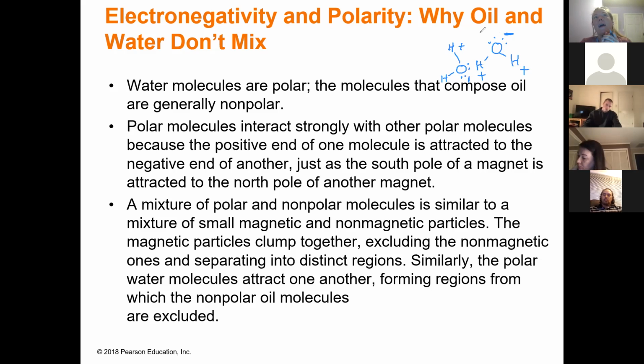Think if you had a beaker full of sand and you put a bunch of flecks of metal in it, what would the metal flecks do? At some point, they would gradually gravitate towards each other and clump up in the middle and push the sand out. The water is doing the same thing with the oil. All the water molecules are sticking together and they're saying, hey, oil molecule, you're too balanced. You don't have a polar quality to you. I'm going to push you out.